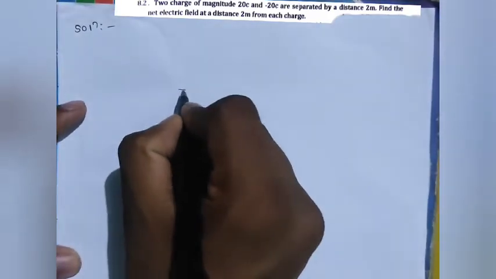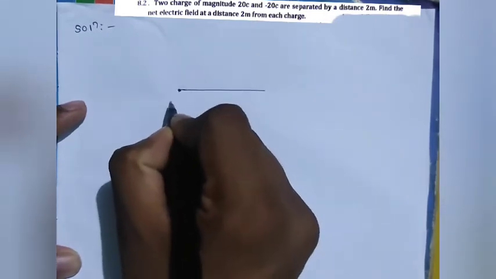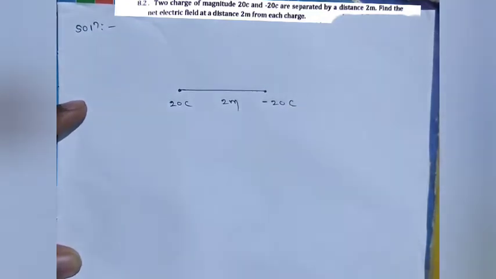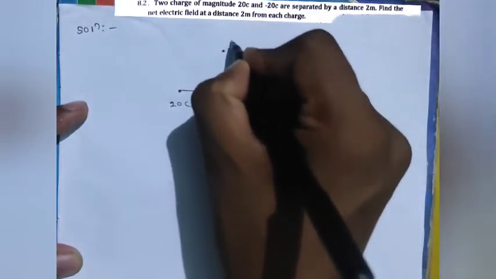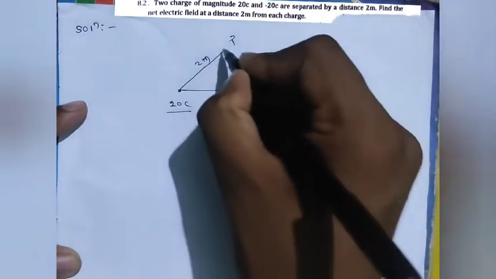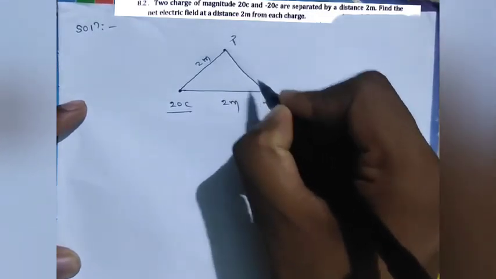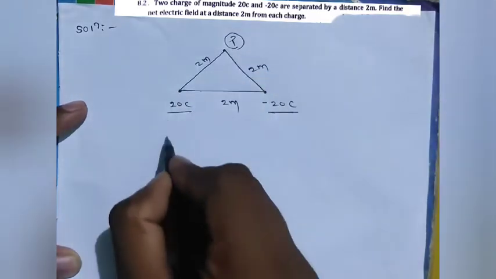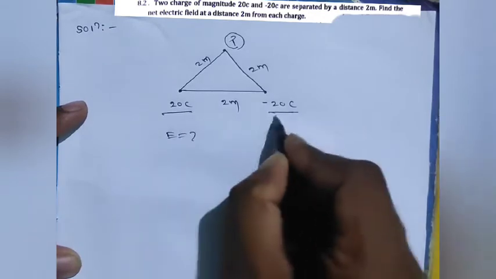So the next question is: two charges of magnitude 20 Coulomb and minus 20 Coulomb are separated by a distance of 2 meter. Find the net electric field at a distance of 2 meter from each charge. So solution. There are 2 point charges, one is 20 Coulomb and another is minus 20 Coulomb, separated by a distance of 2 meter. And there is a point P situated at a distance of 2 meter from the 20 Coulomb charge, and also at a distance of 2 meter from the minus 20 Coulomb charge, where the net electric field is to be calculated due to both charges.